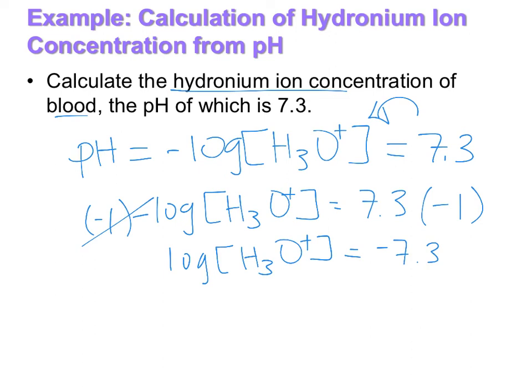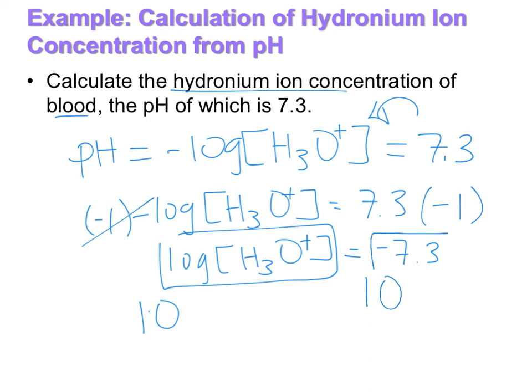Now what we need to do is take away that log. How do we take away a log? You raise it to 10. So we are going to raise this entire number to be the power of 10, and then you're going to do the same thing on the other side: 10 raised to the negative 7.3. What we're doing right here is called the antilog. Again, just some math, but it's called the antilog. And you literally just type it into your calculator exactly like that.